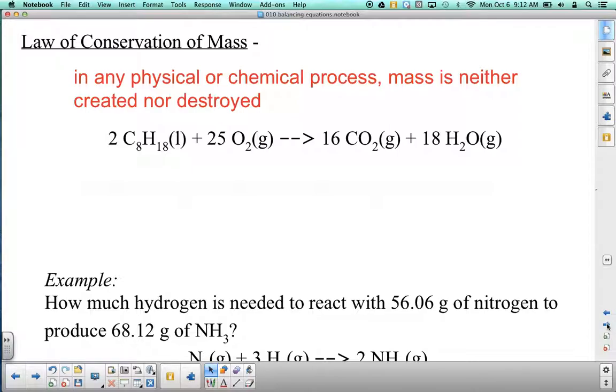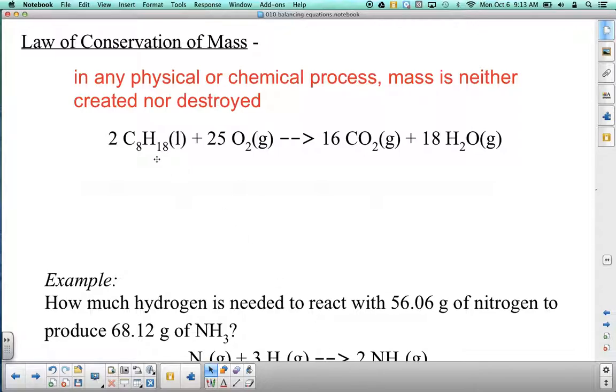There are two ways that this law shows up in a balanced chemical equation. The first is the most obvious. In any chemical process, it must be the case that the sum of the mass of the products is the same as the sum of the masses of the reactants.